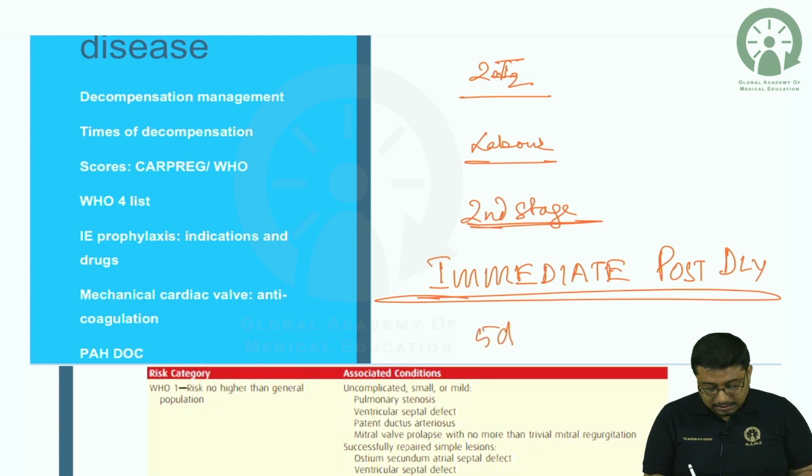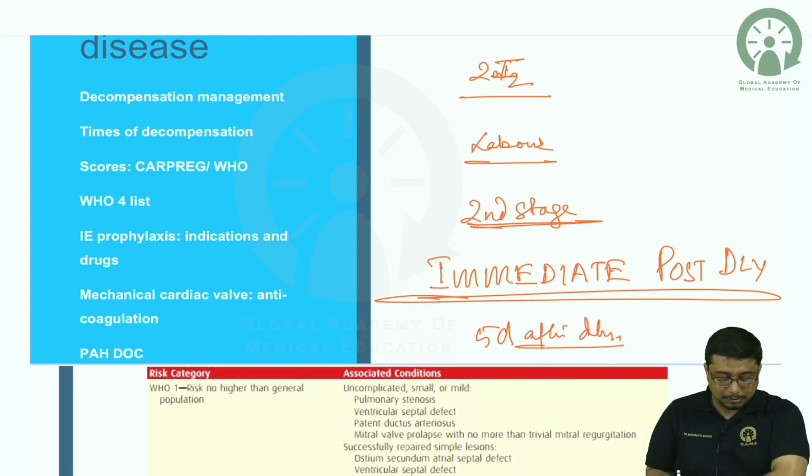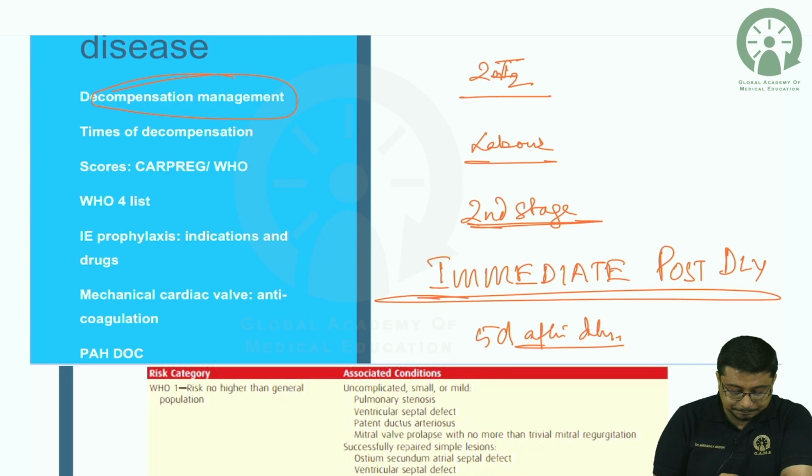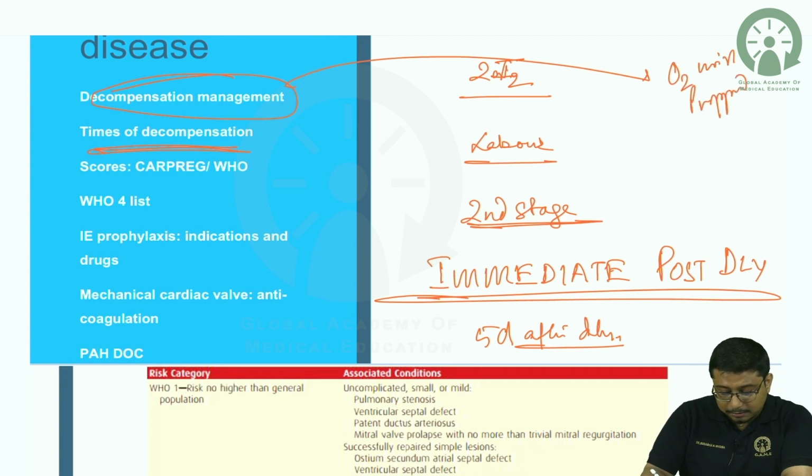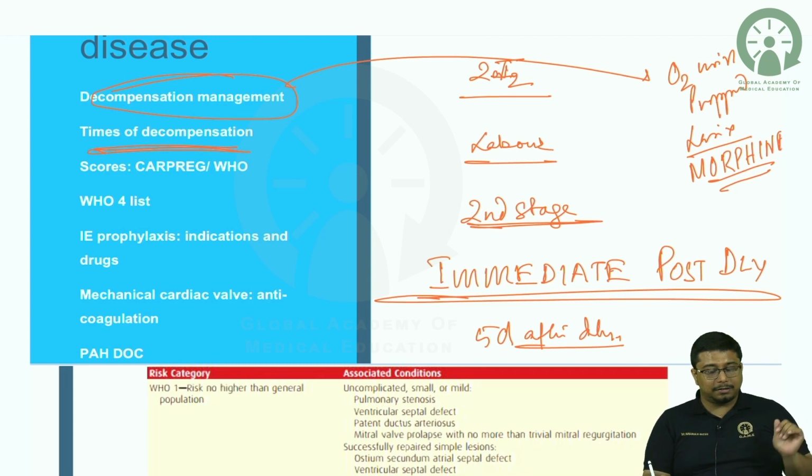And one more thing is 5 days after delivery, due to infection. So, decompensation management. At times of decompensation, we know how to manage decompensation, it is a cardiac thing. There is moist O2, propped up position, and the drug of choice is obviously Lasix, that is furosemide, and morphine. Morphine is the drug of choice here because morphine reduces pain, reduces preload, relieves pulmonary edema. Morphine is basically a wonder drug for these women.